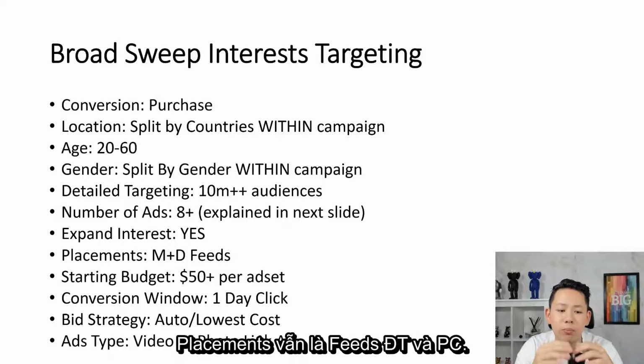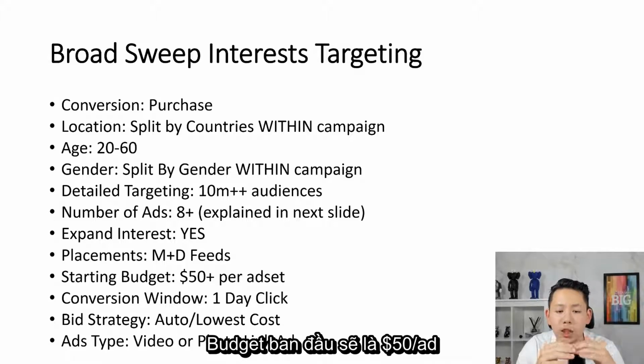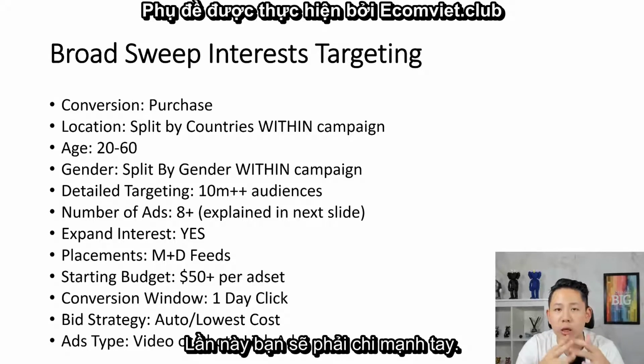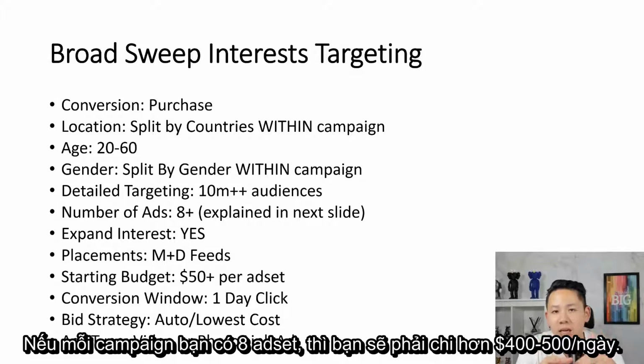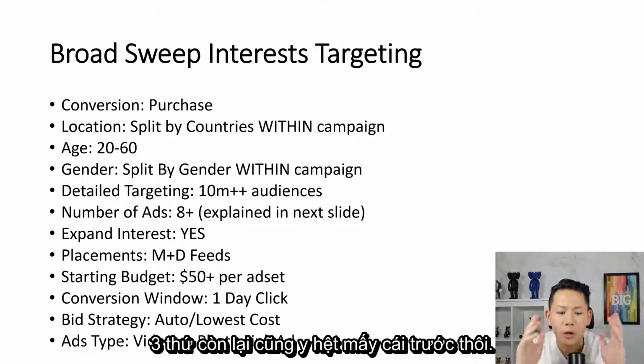Next up, placements will be the mobile and desktop feeds. For starting budget, you start off with $50 per ad set. This time around you want to really go all out, be huge. So if you have 8 ad sets in one campaign, it will quickly be 400 to 500 dollars. Next up, the conversion window, the bid and the ads type will be the same.